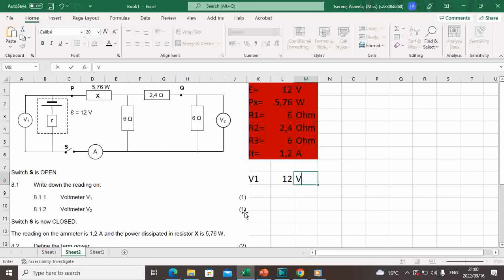Okay, question number 2. A reading on V2. Where is V2? Here's V2. As I said before, if we open switch S, this part from here is no longer functioning. So our reading on V2 is going to be 0 volts.